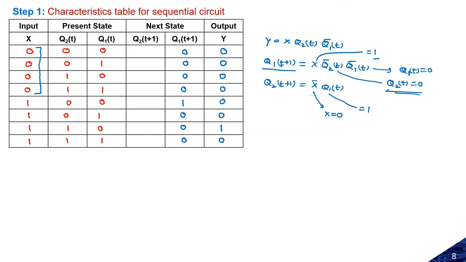And the next one is the cases where I'm getting Q1T equal to 1. So Q1T is equal to 1, I'm getting for these two cases. And for these two cases, I will get output high, and for others, it will be 0. Okay. So this is the way how we can prepare this table.